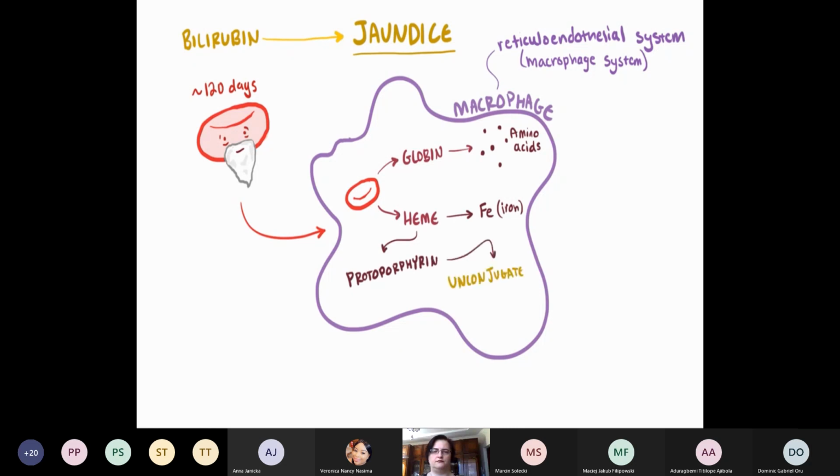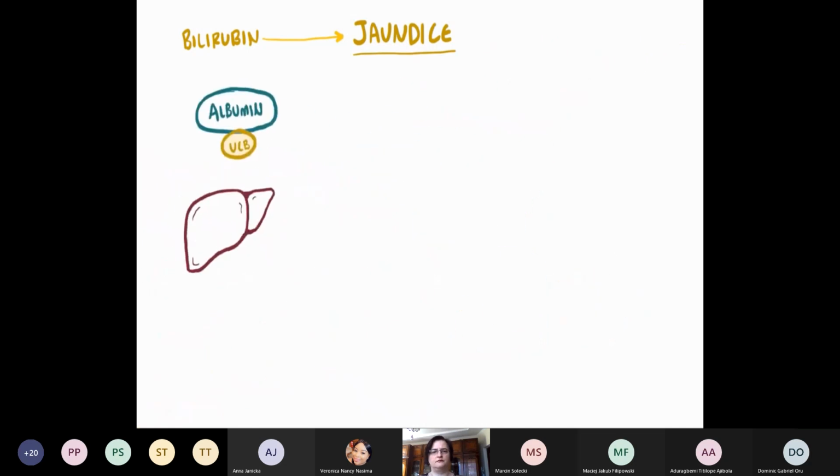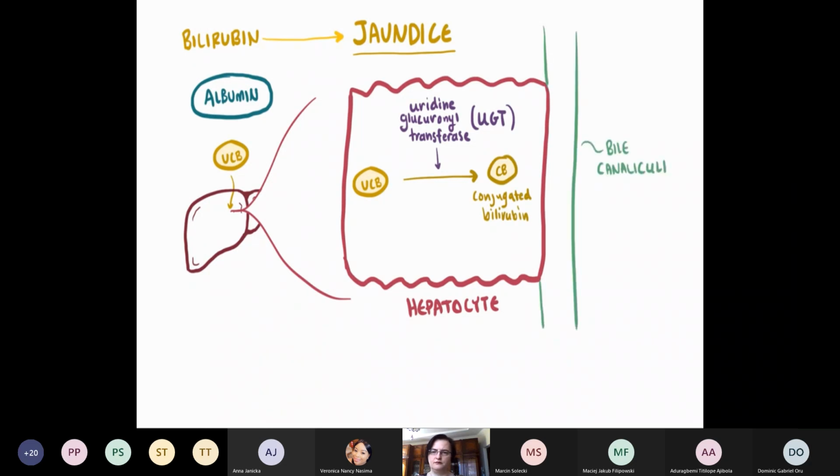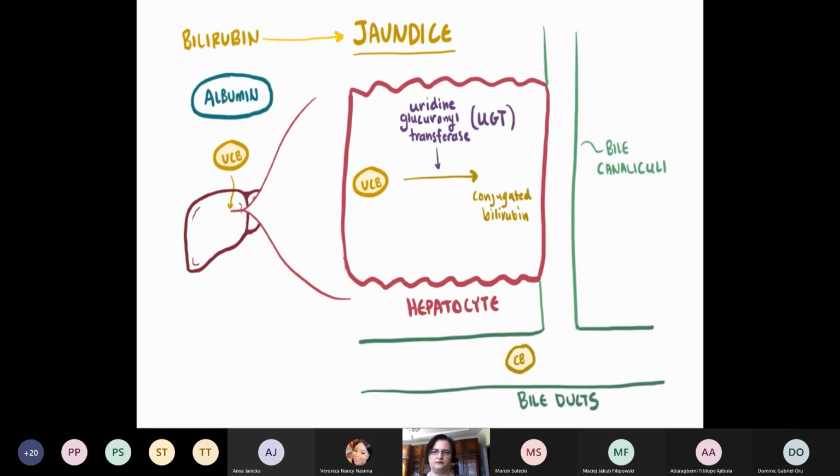Protoporphyrin is then converted into unconjugated bilirubin, or UCB for short. Unconjugated bilirubin is the form of bilirubin that's lipid-soluble, meaning it's not water-soluble, right? Albumin in the blood then binds to unconjugated bilirubin and gives it a lift over to the liver, where it's taken up by hepatocytes and eventually conjugated by an enzyme called uridine glucuronyl transferase, or UGT, making it now water-soluble. At this point, the conjugated bilirubin is secreted out into the bile canaliculi, where it drains into the bile ducts and is sent to the gallbladder for storage as bile.